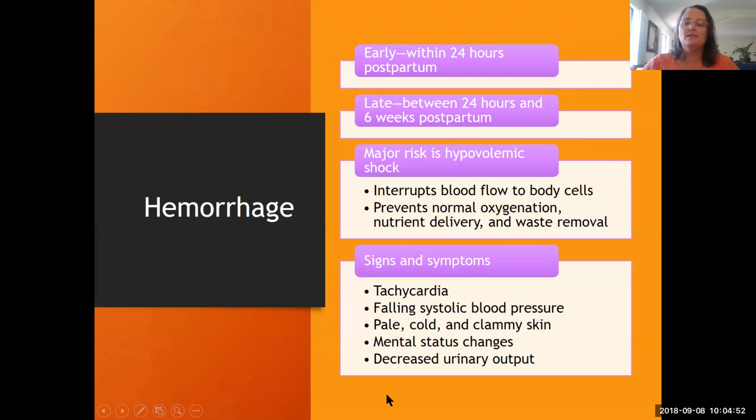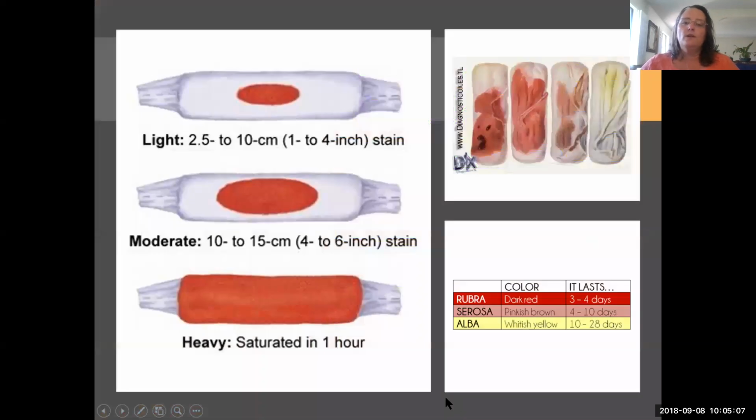Pale, cold, clammy skin, starting to feel faint, starting to not be able to answer questions, feeling like she's going to pass out. And then decreased urinary output is one of those things that we see if we've had excessive blood loss. So we can measure things a couple of different ways. Estimated blood loss is looking at the size of the amount of the bleeding on the pad or the chucks or whatever it is, and then estimating what it is.